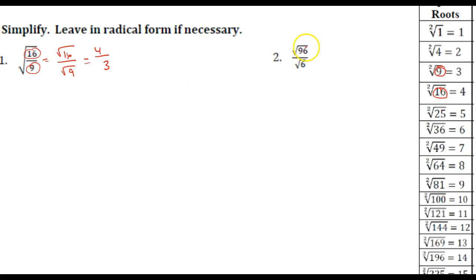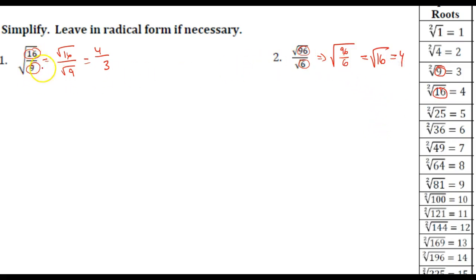As I'm noticing here, 96 and 6 are not at all in the perfect square root column. So I'm going to go ahead and put them under one big radical and see if I divide 96 divided by 6. Go ahead, pause, figure out what that would be. What would that be? Ooh, 16. And is there a 16 on the list? There is. So that would be 4.